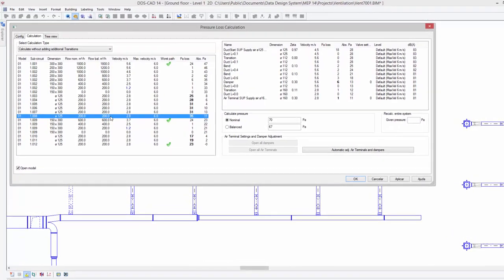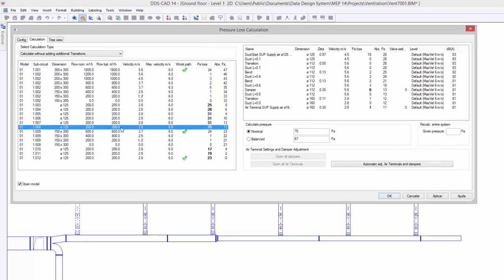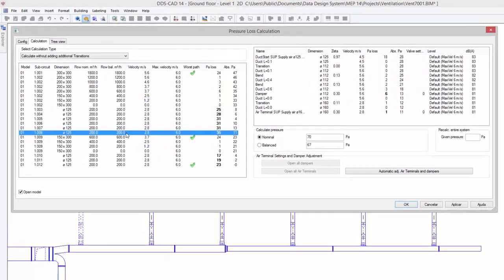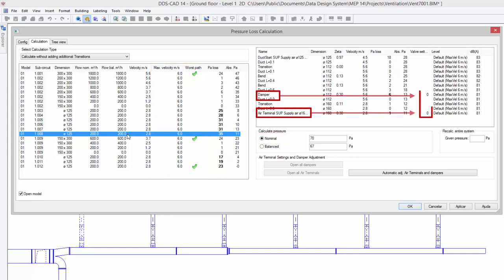The pressure loss calculation for ventilation systems is further optimized in DDS-CAD 14. The calculation dialog now provides more in-depth information, such as the maximum velocity per segment and the worst path. When calculating the nominal pressure loss, DDS-CAD 14 considers all dampers and air terminals to be open.